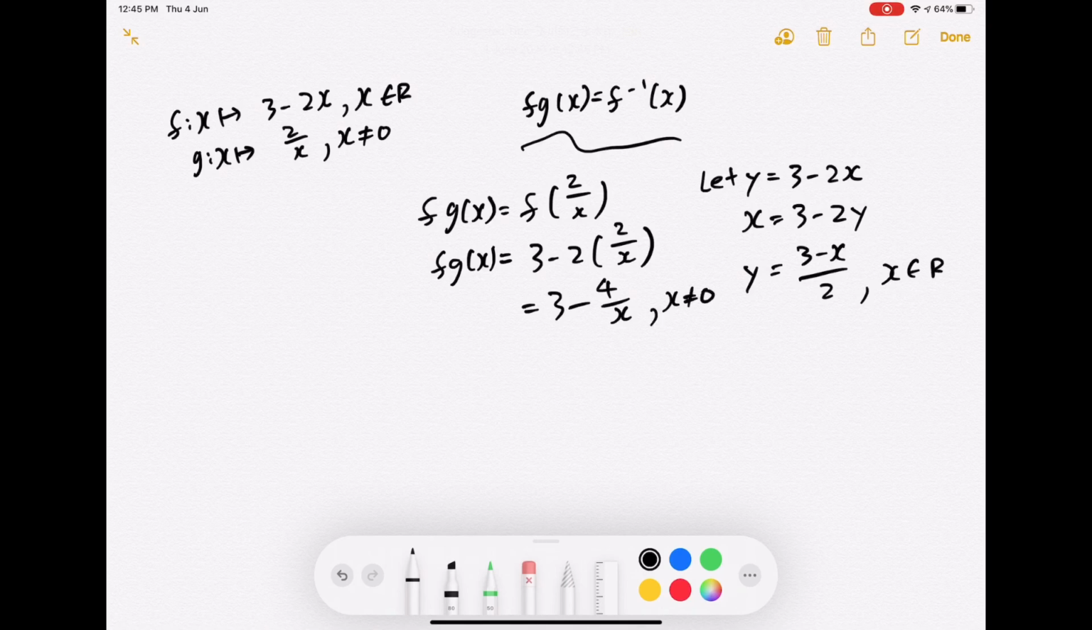Now we got to solve this by simultaneous equation. So we're going to equate them together. So 3 minus 4 over x is equal to 3 minus x over 2. We're going to solve this in the exact form because we want an exact value. So it's going to be plus minus square root 41 over 2. So there are two answers right there inside.